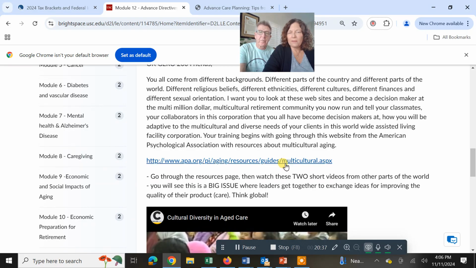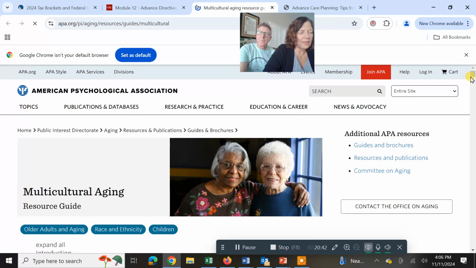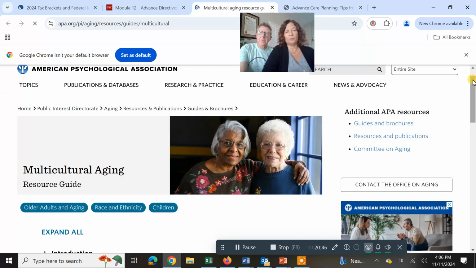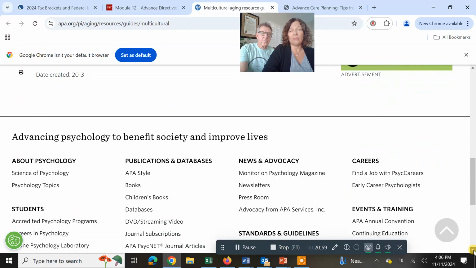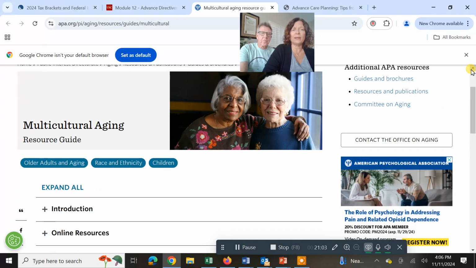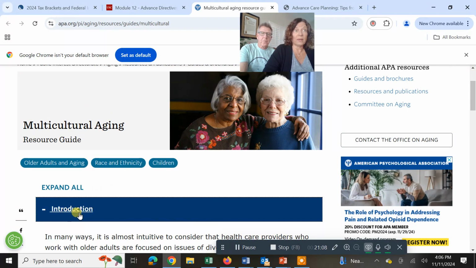So we have this American Psychological Association resource about multicultural aging. I think it's really interesting because it gives you links to specific resources for different groups. It makes some points that we have to be ready in the US because our population of older Hispanic adults is rapidly growing. It's going to be the largest group of older adults in the US, so we need to be ready to serve this population and make sure that we're respecting the culture.